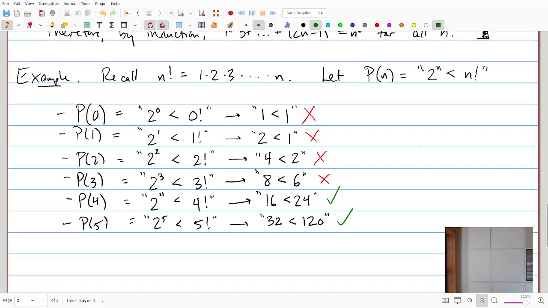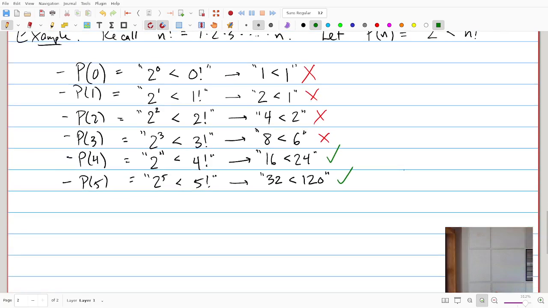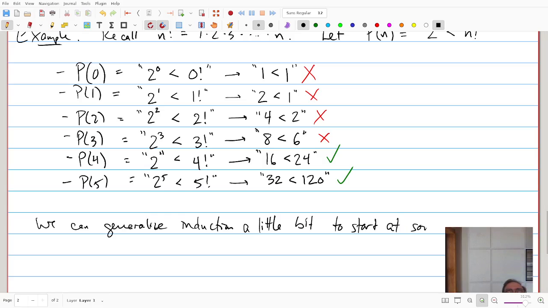Much better is that the principle of induction really still applies in this situation. If I can show that P4 implies P5, and P5 implies P6, and everything implies the next number from there on, and I can prove that P4 is true, then it's going to be true for 4 and upwards. So we can generalize the idea of induction a little bit and say, you don't have to start at 0. You just have to start somewhere, as long as we can show that it's true from then on up. So we can generalize induction a little bit to start at some number other than 0.